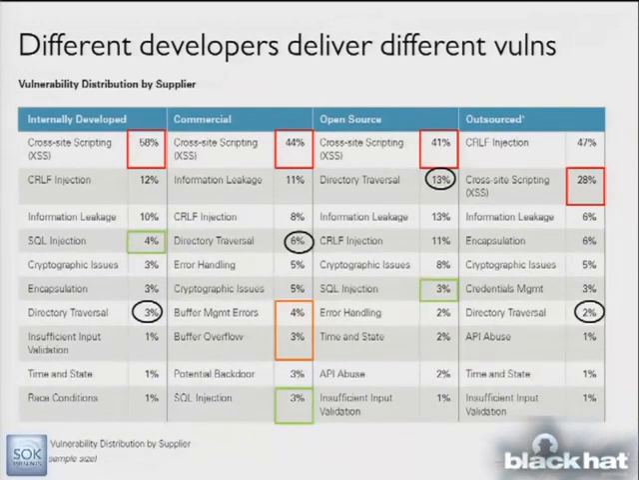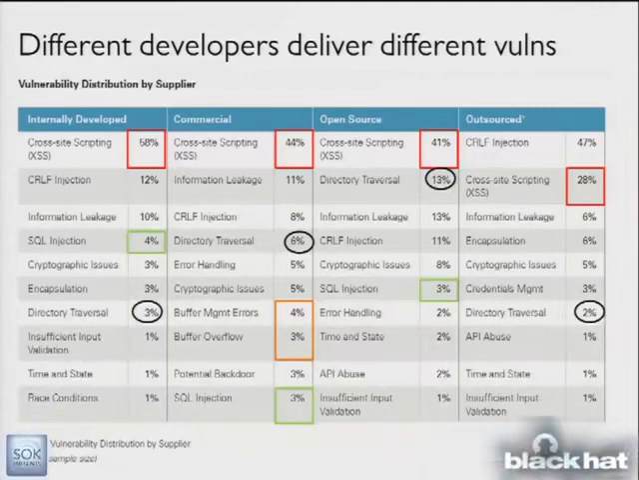you see this is pretty consistent. Everyone's writing cross-site scripting errors. That's really consistent. SQL injection ends up actually being consistent too. We got 4% here, 3% here, 3% here. So based on supplier type, it looks like those are very consistent.